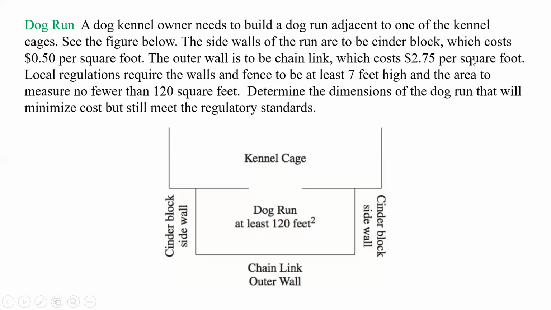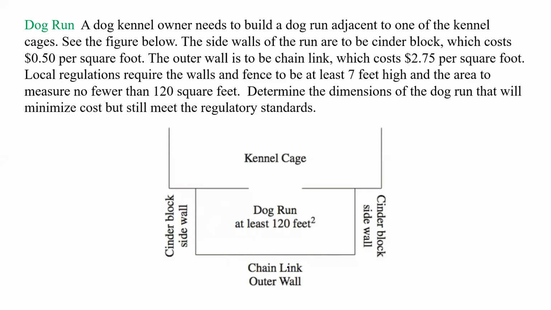All right, so here we have a dog kennel owner who needs to build a dog run adjacent to one of the kennel cages. See the figure below. And it says the side walls of the run are to be cinder block. So here and here are going to be cinder block, which cost 50 cents per square foot. And then the outer wall here is going to be chain link, which costs $2.75 per square foot.